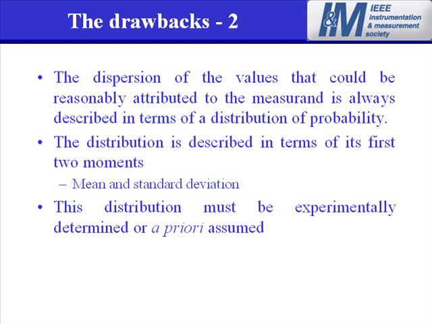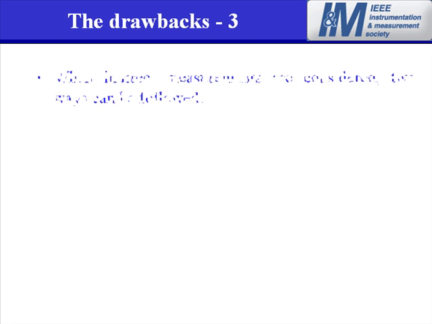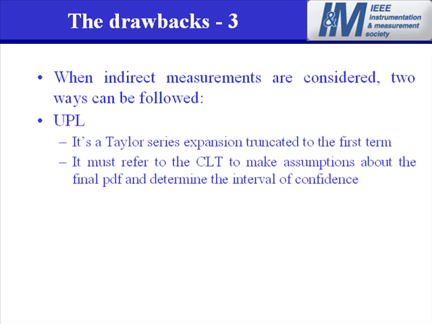Well, this is relatively simple to do when we consider a single measurement. But what happens when we have to deal with indirect measurements? Well, we have two ways to associate the probability distribution to the combined standard uncertainty. The first way is to refer to the uncertainty propagation law and refer, of course, to the assumptions that are behind this law. And we have already discussed these assumptions.